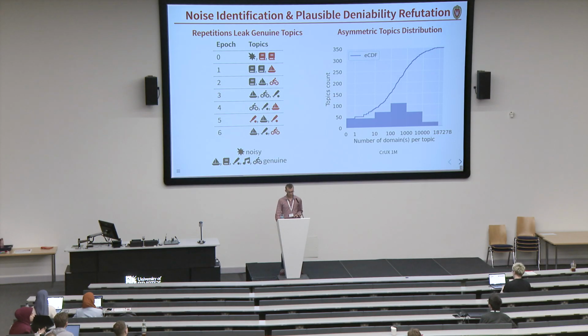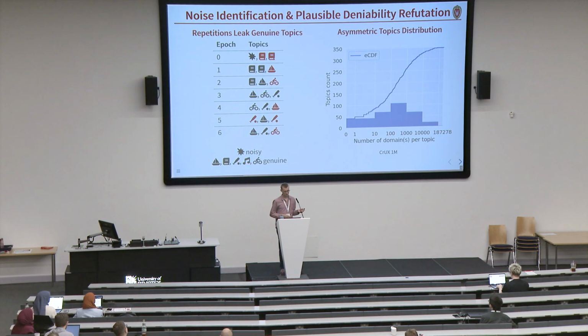First, we observe that repetition in the topics that are reported to advertisers actually leaks the nature of the topic, whether it's a noisy one or a genuine one. Why do we want to do that? Well, if an advertiser wants to re-identify users across websites, the first step would be to try to remove the noise that is being added by the proposal, or by Chrome, in the mechanism.